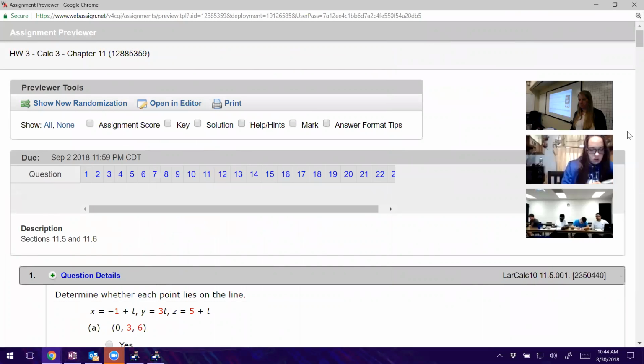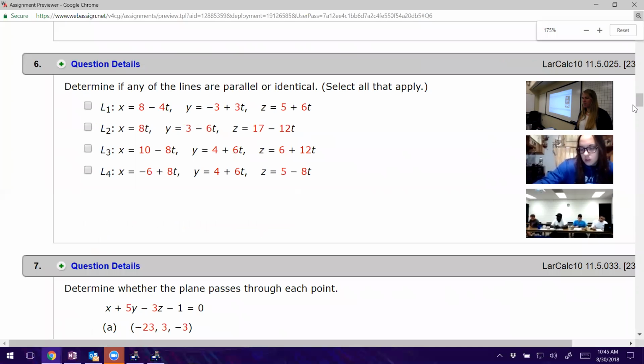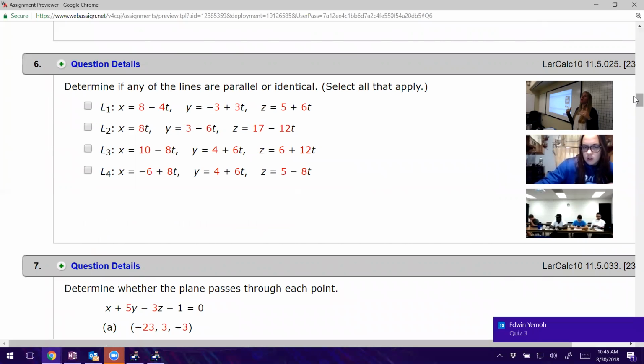Number 6, whenever I ask you to determine if the lines are parallel or identical, how do you go about that? When we have parametric equations for a line, the direction vector we're given goes in the direction of the line, so it's parallel to the line. For L1, what is the direction vector? -4, 3, 6. For L2, it'll be 8, -6, -12. We're going to use those to answer the question.